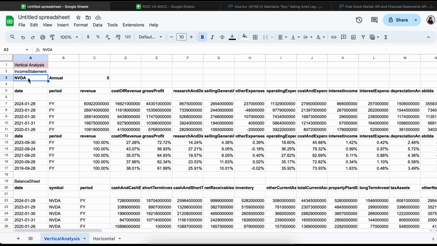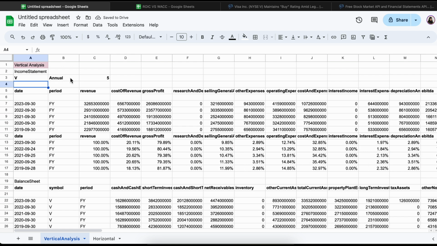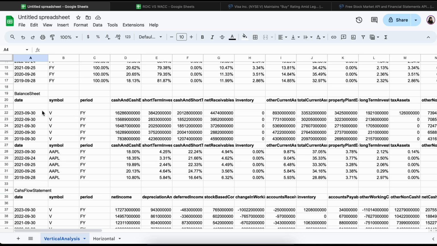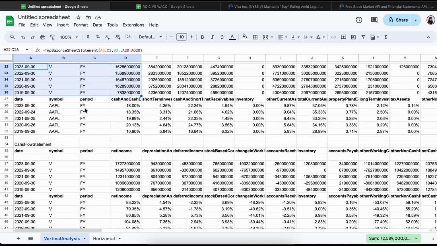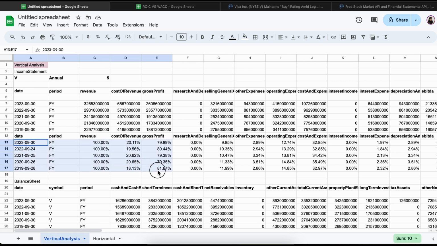Then you change the ticker. Again, this table is in the previous video. How to build this table, I showed it in the previous video. For now, let's put the Visa ticker. It starts with just V. Hit go or enter, and now you see financial statements. So it's an income statement, this one is balance sheet, and this one is cash flow statement. And below each statement, we have a vertical analysis.